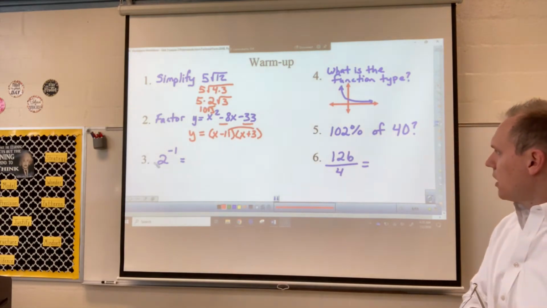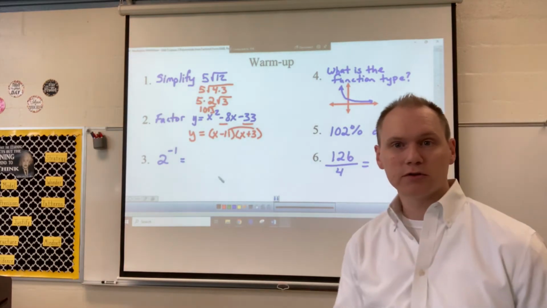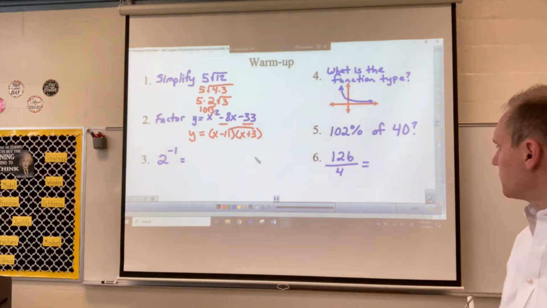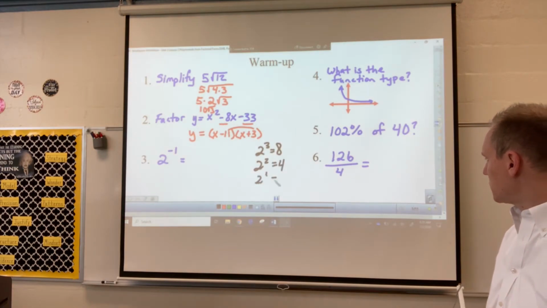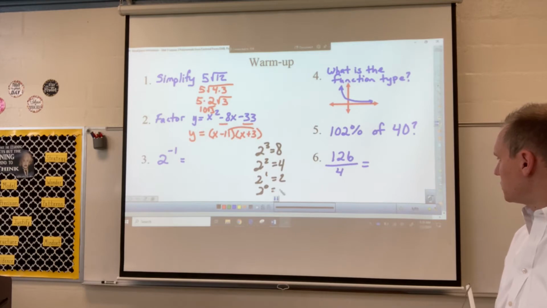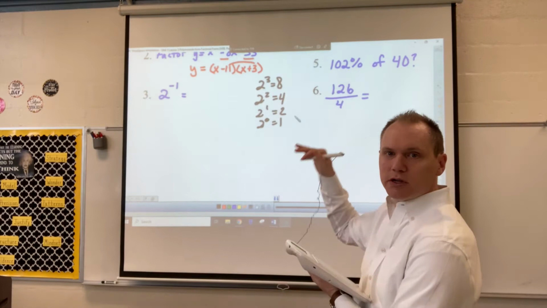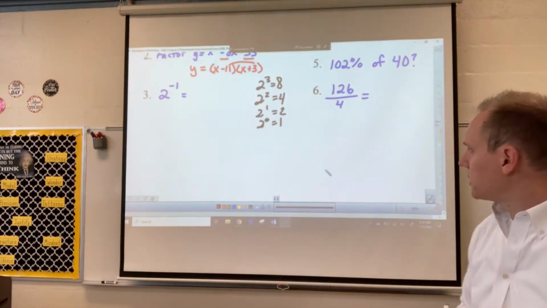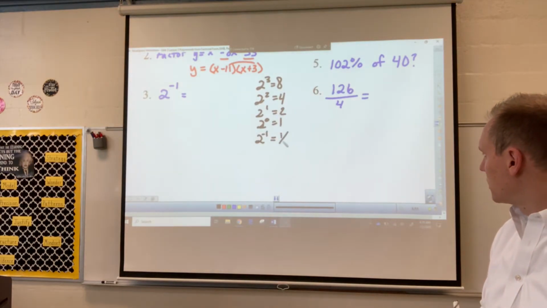All right, number 3, 2 to the negative 1. Again, in our last video, we talked about 2 to the 0, so let's continue that pattern on to negative numbers. So we looked at 2 cubed is 8, 2 squared is 4, 2 to the first is 2, 2 to the 0 is 1. And if we look at what's happening here, we're dividing by 2 each time we go down. So if we go down another integer value in the exponent, so it'll be 2 to the negative 1, again, we're going to divide by 2, and we're going to get 1 half.